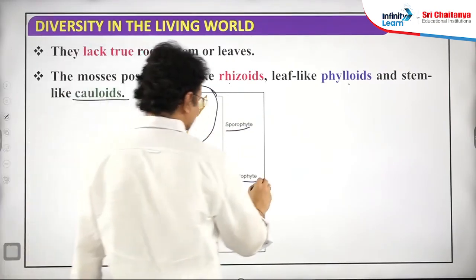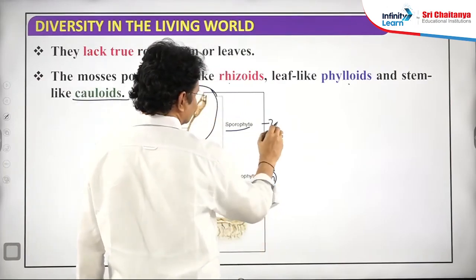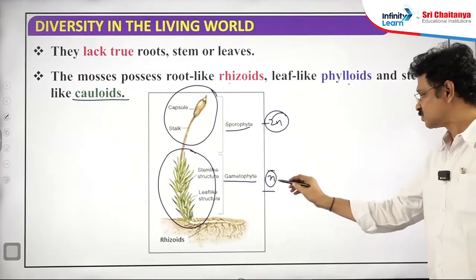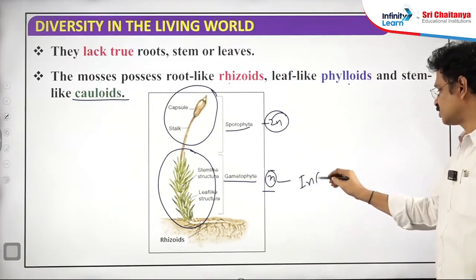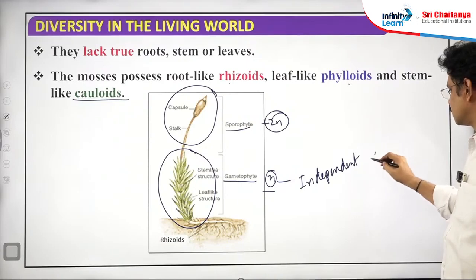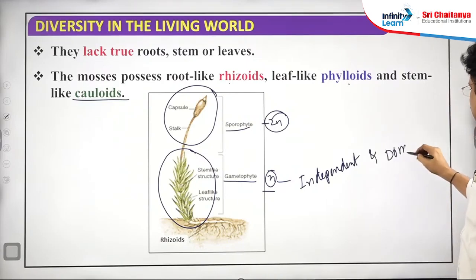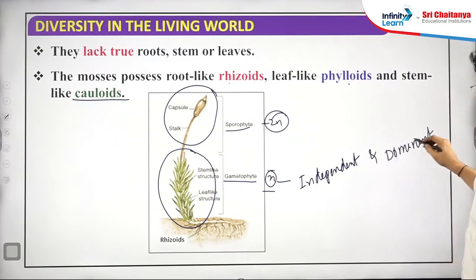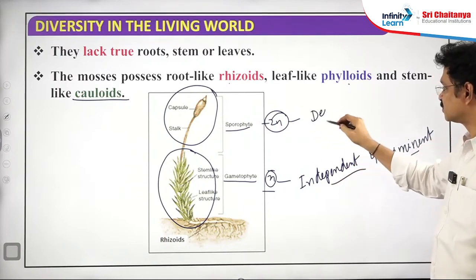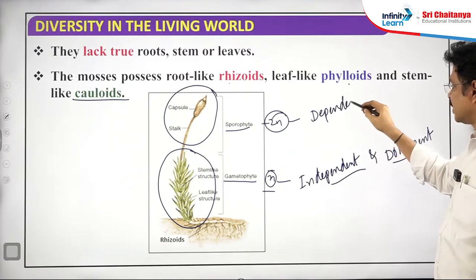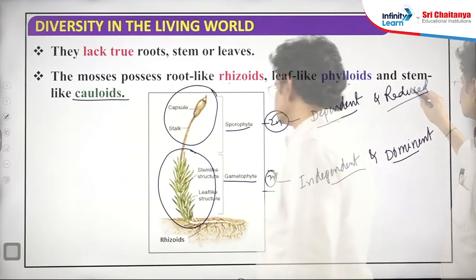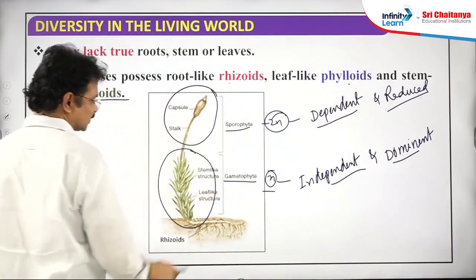The major variation between gametophyte and sporophyte: the sporophyte is in diploid condition, the gametophyte is in haploid condition. The gametophyte is independent and dominant in the life cycle, whereas the sporophyte is dependent, grown as a parasite, and reduced. You should note down these two important points.